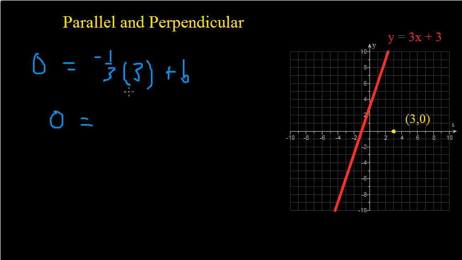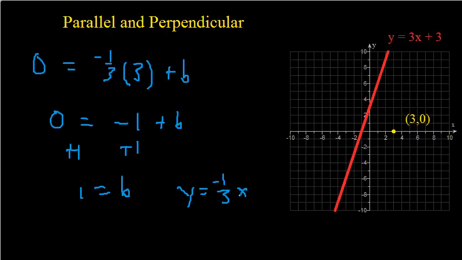0 equals negative 1/3 times 3, which gives me a negative 1, plus b. I add 1 to both sides and I have 1 equals b. So my new equation is y equals negative 1/3 x plus 1. If I graph this, I will then have my perpendicular line. So it starts at (0, 1) and goes down 1 to the right 3. And it does this in both directions.